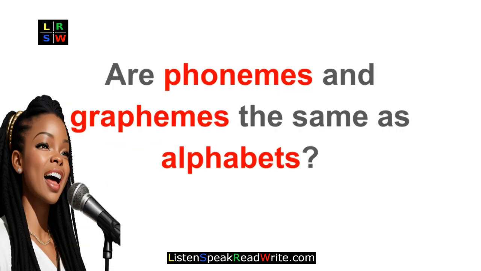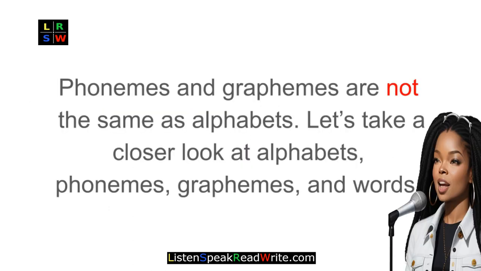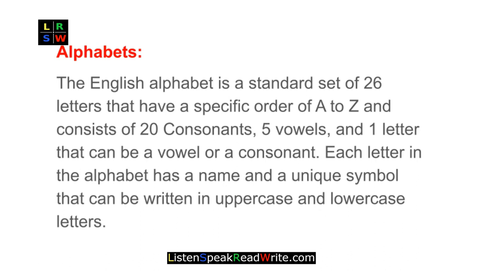Are phonemes and graphemes the same as alphabets? Phonemes and graphemes are not the same as alphabets. Let's take a closer look at alphabets, phonemes, graphemes, and words. The English alphabet is a standard set of 26 letters that have a specific order of A to Z and consist of 20 consonants, 5 vowels, and 1 letter that can be a vowel or a consonant. Each letter in the alphabet has a name and a unique symbol that can be written in uppercase and lowercase letters.